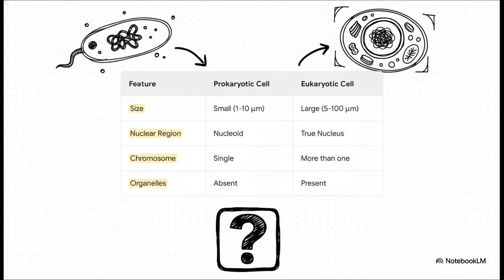This is another very common comparison question. Prokaryotic cells, like bacteria, are very simple. They don't have a proper, well-defined nucleus. Their genetic material just floats in a region called the nucleoid. Eukaryotic cells, which make up plants and animals, are more complex. They have a true nucleus with a nuclear membrane and many other membrane-bound organelles.